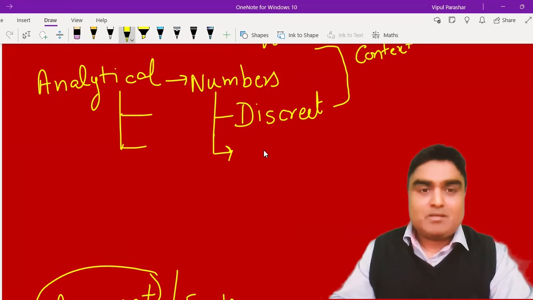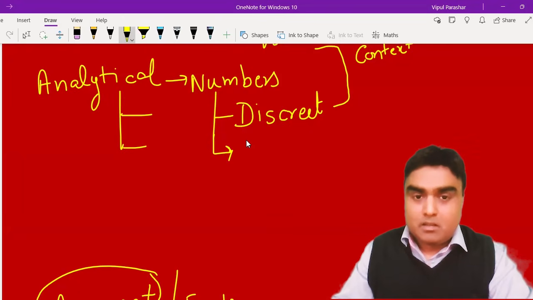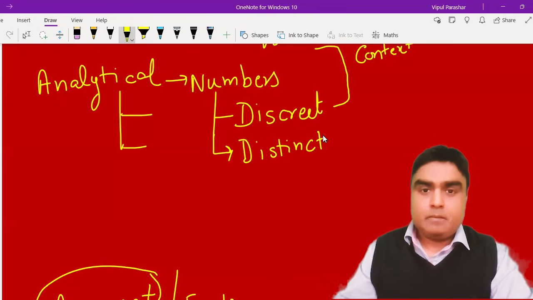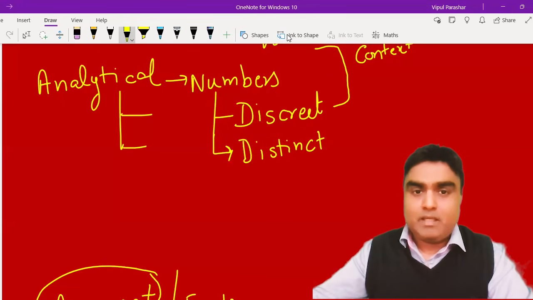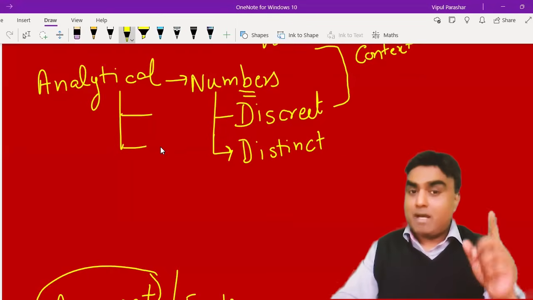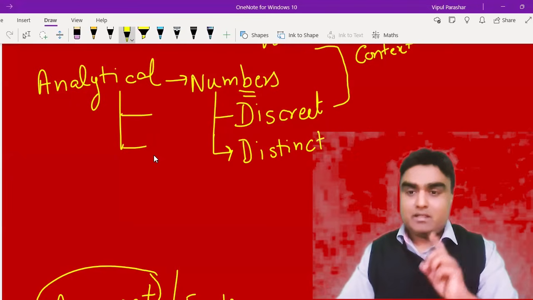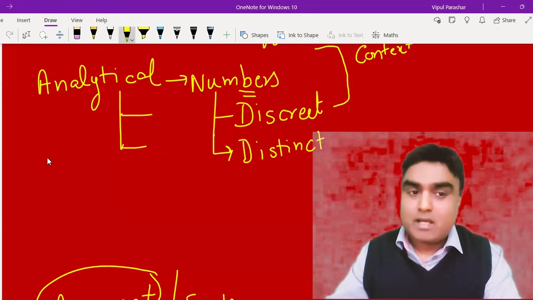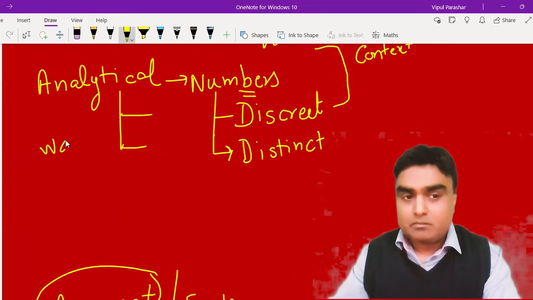Coming back to the point where I was: numbers are discrete, and the second quality is that they are distinct. These two qualities make up what we call numbers. So if I am able to divide the passages into discrete and distinct entities, I'll call it analytical work.